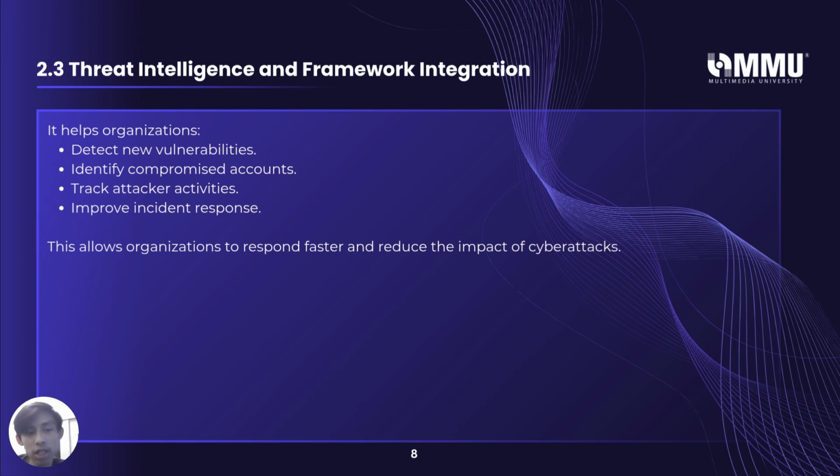So about threat intelligence and framework integration, it is important because it helps organizations to detect new vulnerabilities, identify compromised accounts, track attacker activity, and improve incident response. This allows organizations to respond faster and reduce the impact of the cybersecurity incident. So that's all for part two.